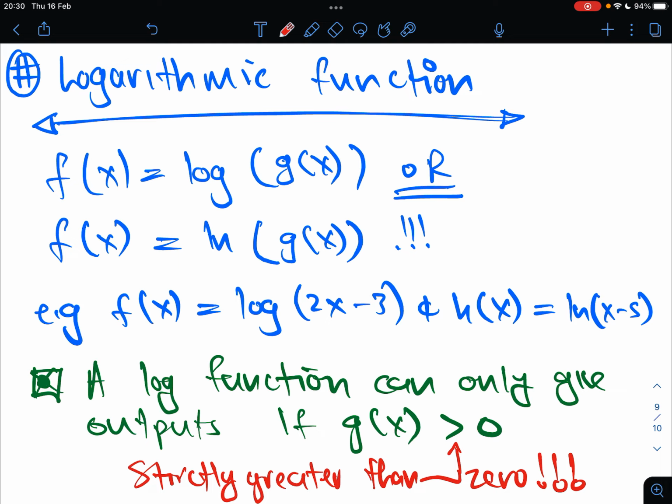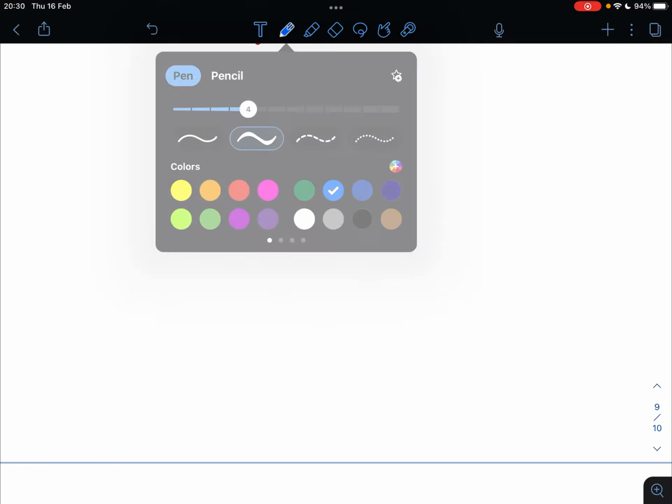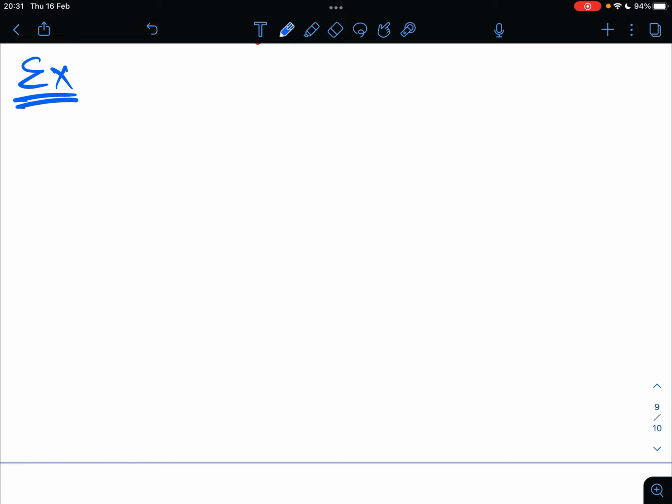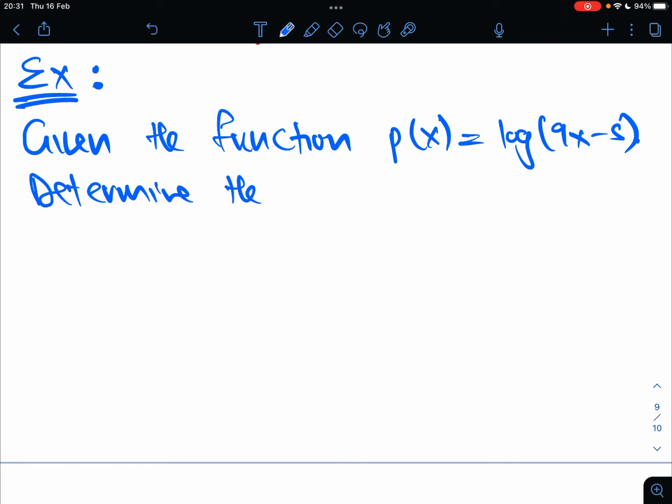So let's see now how we can practice how to deal with problems of this nature. Typical problems that you can get are as follows. An example will be: given the function which is defined as p of x is equal to log of 9x minus 5, determine the domain of p of x.